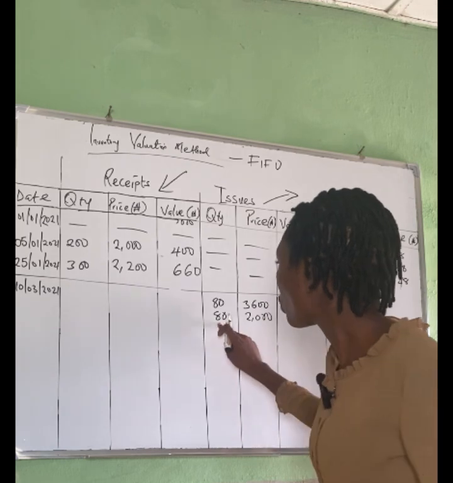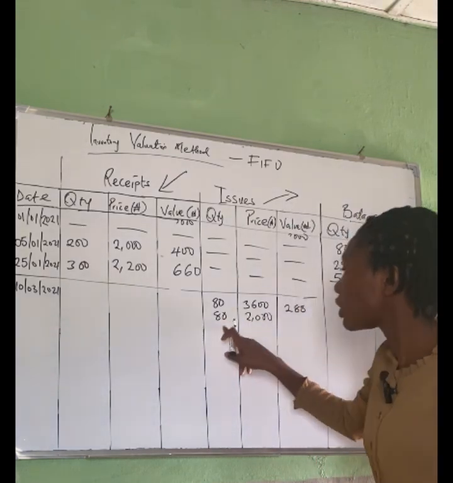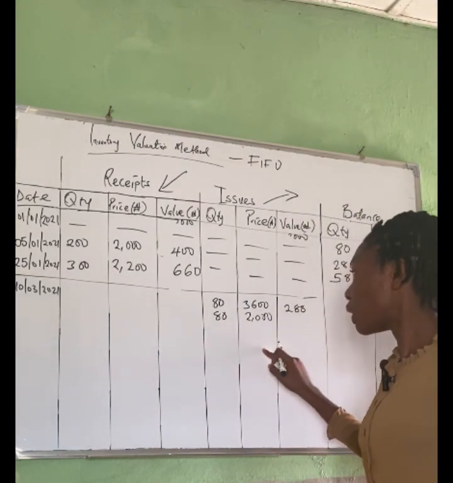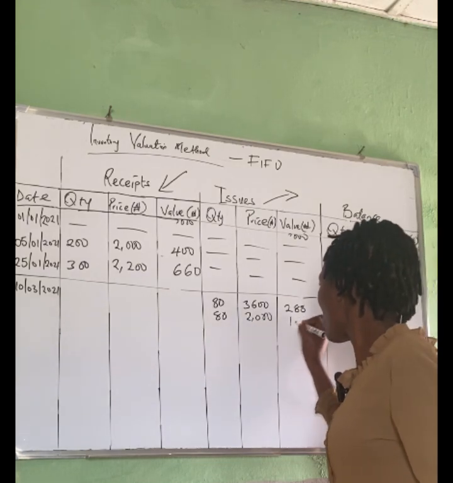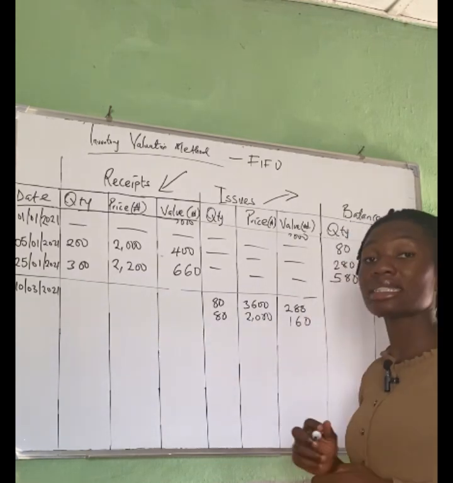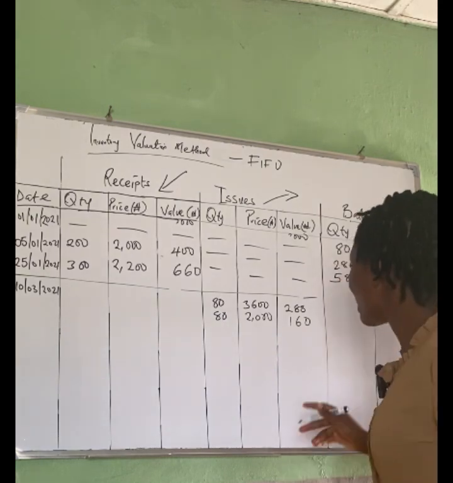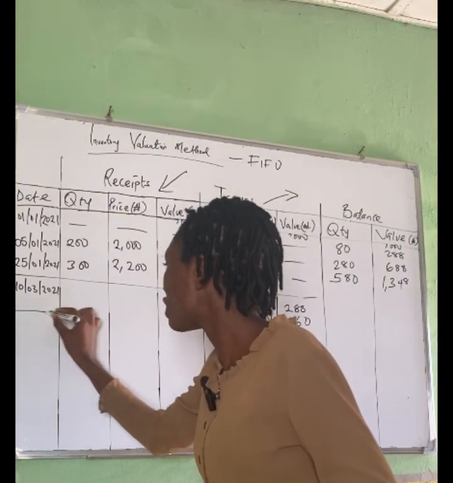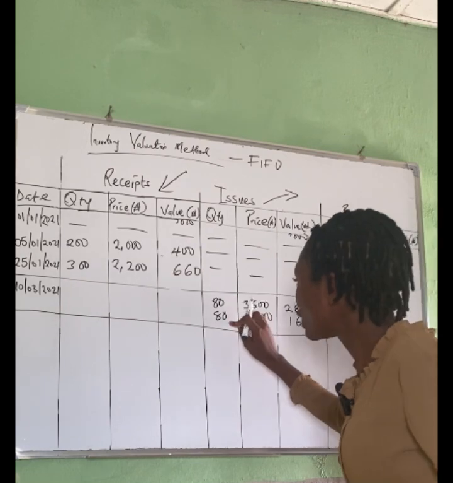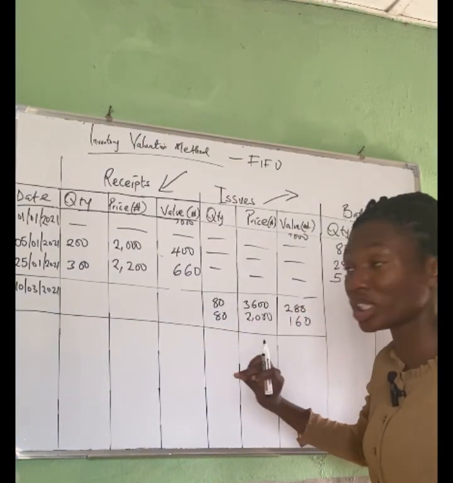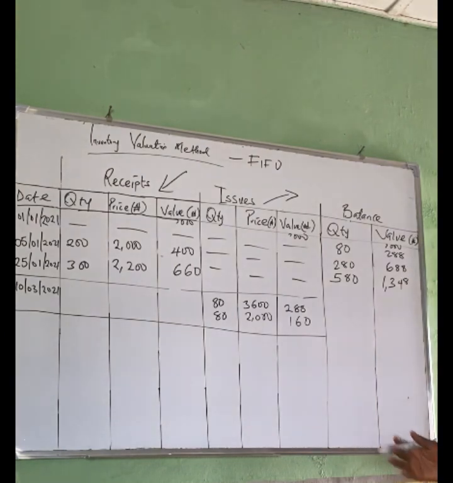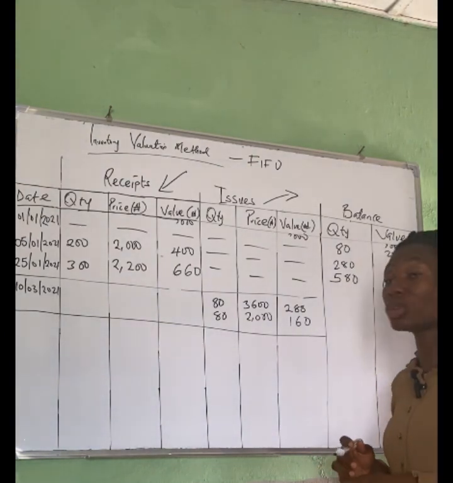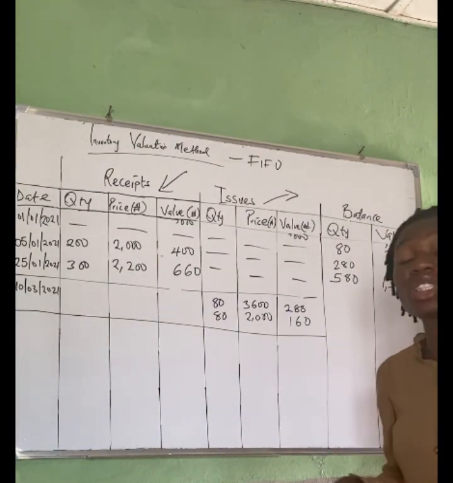Okay, now what is our value? Price times quantity. Price times quantity, and that will be giving us what? 160,000, right? Now this is it for just math, because we want to arrive at a total of 160 units, using our FIFO method. Now we have to balance like we always do. Now we have made an issue of 160 units.